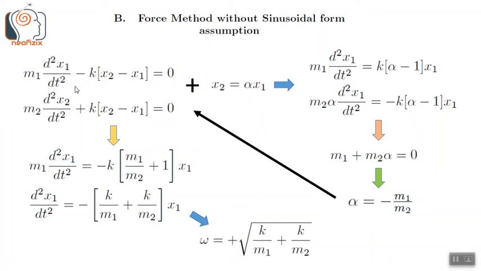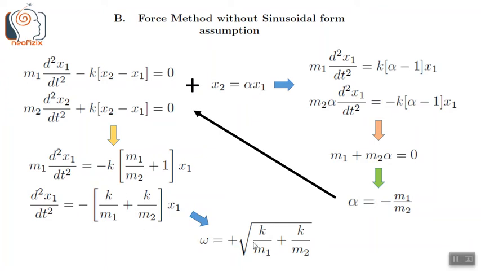Using this x2 in the force balance equation, we get these equations. m1 d square x1 by dt square equals k into alpha minus 1 x1. m2 alpha d square x1 by dt square equals minus k into alpha minus 1 x1. Adding these two equations, we get m1 plus m2 alpha equals 0, which implies alpha equals minus m1 by m2. Using this alpha back in one of the force equations, for example in the equation for the first mass, we get d square x1 by dt square equals minus k by m1 plus k by m2 x1.